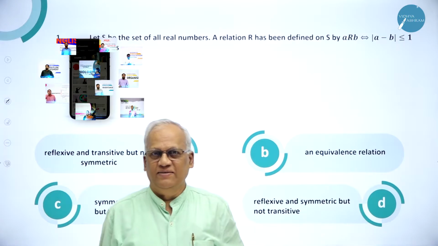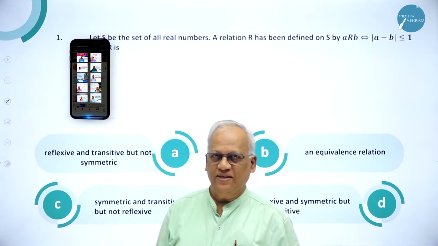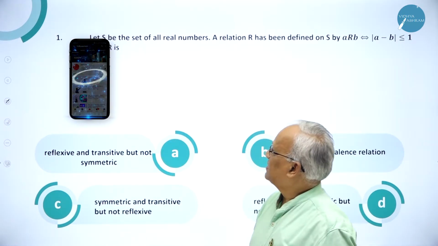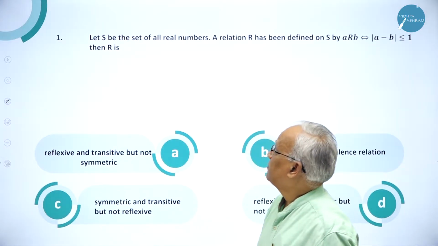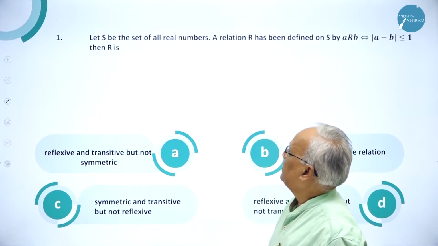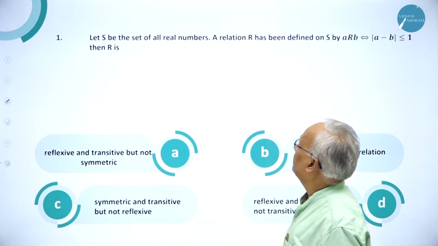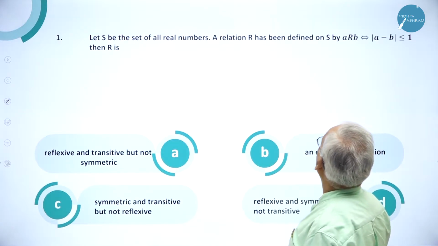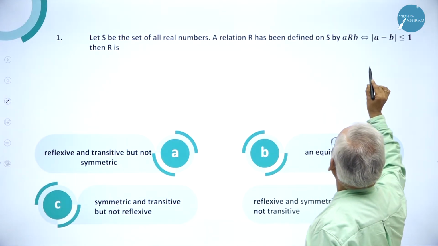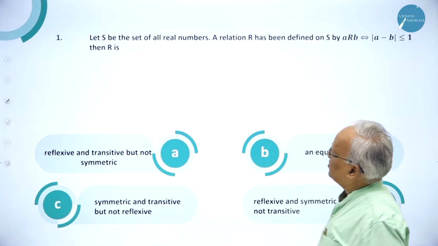Today I will be taking 2014 Karnataka CET paper, the first paper of the new syllabus, NCERT syllabus. The first question: let S be the set of all real numbers. A relation R is defined on S by A related to B if and only if modulus of A minus B is less than or equal to 1.